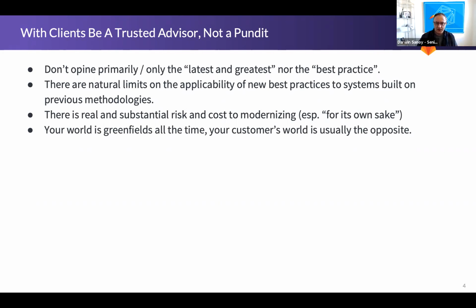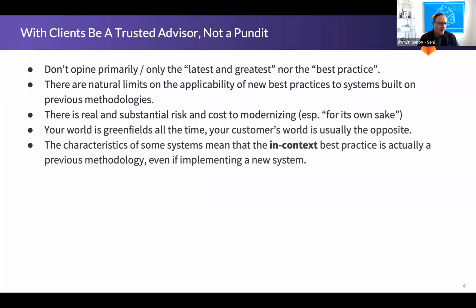Customers, usually their world's the opposite, especially in production. They can't greenfield it. Production is not completely immutable, such that they can blow it away and recreate it in minutes. And the characteristics of some systems mean that the in-context best practice might be an older practice, even if it's a brand new system. So it's actually the system attributes that dictate whether it's best practice to be immutable, mutable, or some sort of hybrid. It's important to understand that best practices apply to the pattern of the application, not the current calendar date.